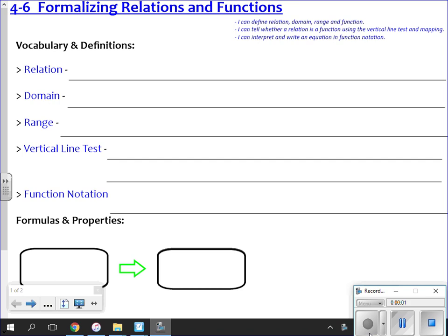So today's lesson, formalizing relations and functions. It's not a lot of stuff, but there's a couple of things that are extremely important and very confusing.